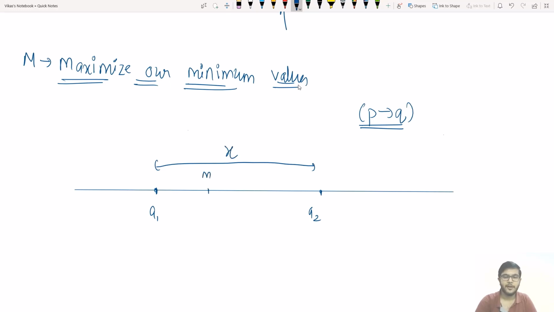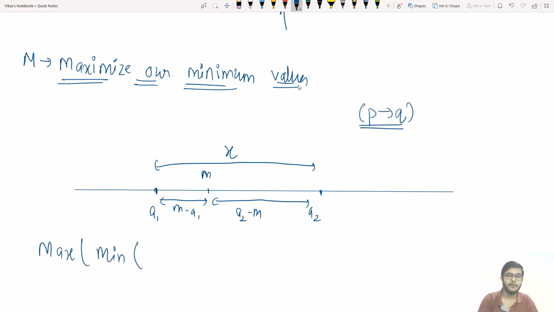Now there is a point m, that is a variable, and we can say it is an iterator of the range from p to q. This distance is m minus a1, and this distance is a2 minus m. So these are the two distances. Now what is our goal? Our goal is to maximize the minimum of m minus a1 comma a2 minus m, where m lies between a1 and a2.